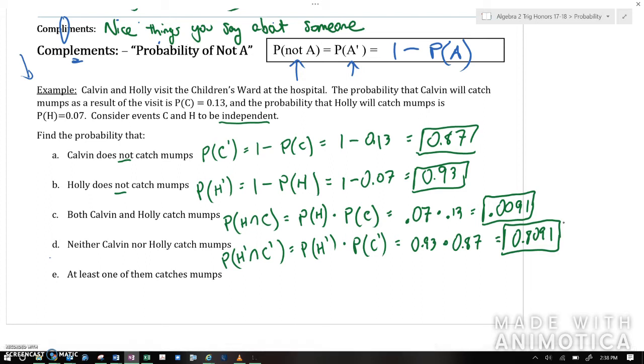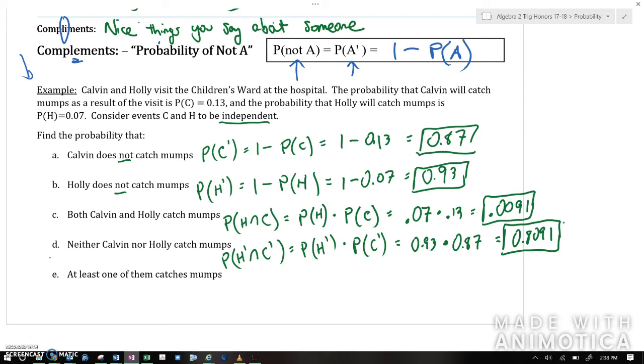Let's pause for a second and look at what those probabilities are. If we think about each of them has a pretty high probability of not catching mumps, so it makes sense that we have an 80% chance that neither of them will catch mumps. Alternatively, since both of them have a reasonably low probability of catching mumps, 13% and 7%, the probability that both of them catch mumps should be relatively low.